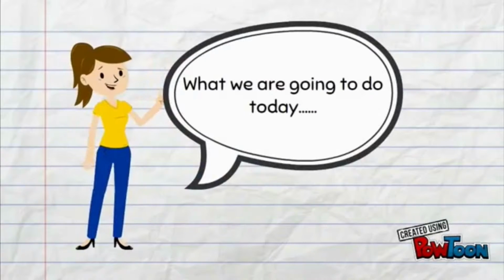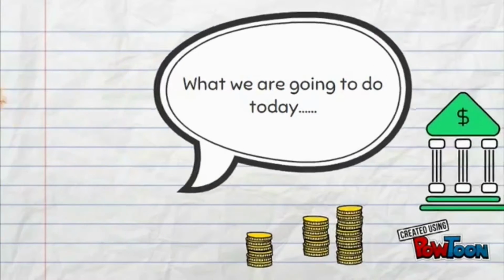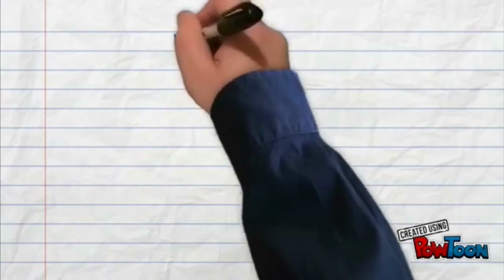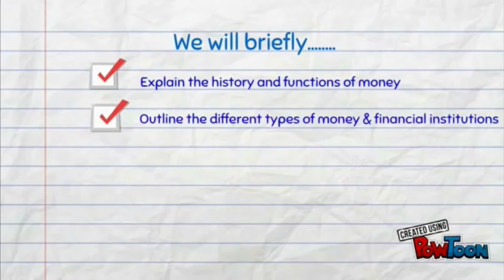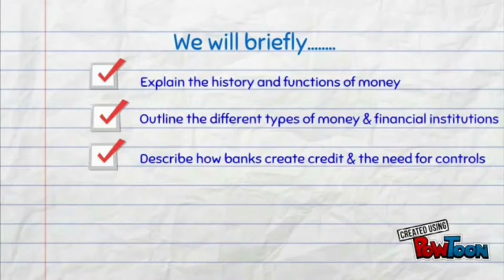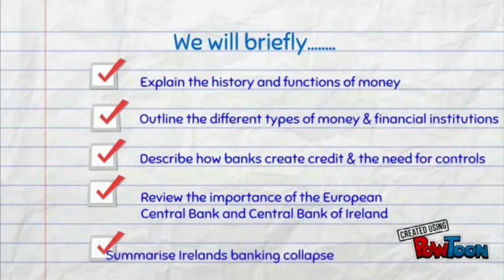Today we are going to introduce the topic of money and banking and take a brief look at the different sections we will cover over the coming lessons. We are going to briefly explain the history of money and the functions of money, outline the different types of money and financial institutions, describe how banks create credit and why this needs to be controlled, review the importance of the European Central Bank and Central Bank of Ireland, and summarise Ireland's banking collapse.